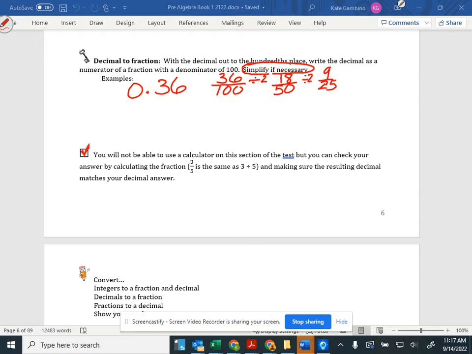But you want to simplify, simplify, simplify until you cannot simplify anymore. So our answer would be 9/25. So to go from 36 hundredths to a fraction, it turns into 9/25. You always want to simplify as much as you can. Here's another example.